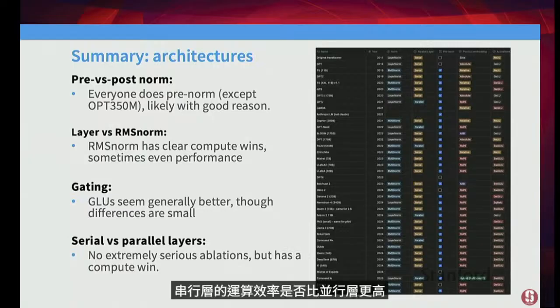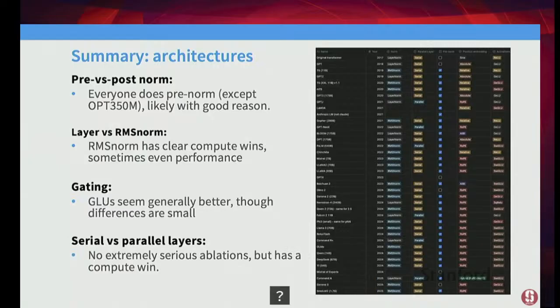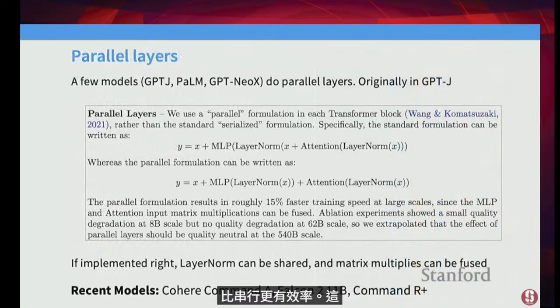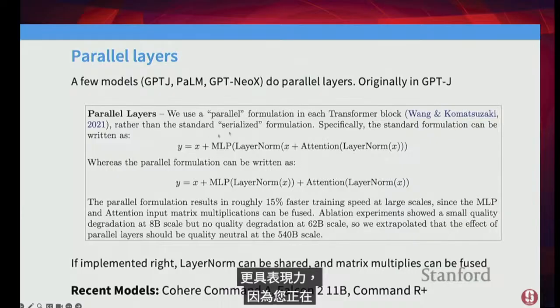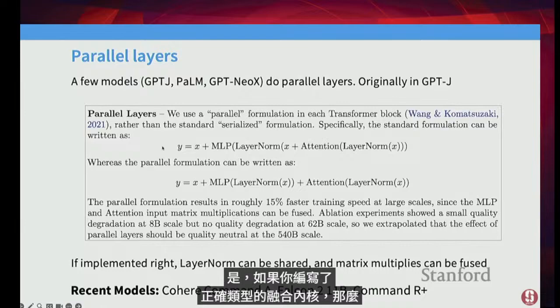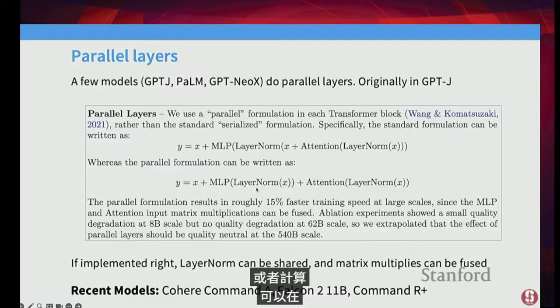Yes? Are serial layers more computationally efficient than parallel layers? So the question was whether serial is more efficient than parallel. It should actually be the reverse: parallel is more efficient than serial, and that's why you're willing to do this. In some sense, you might expect serial to be more expressive because you're composing two computations rather than just adding them together. But the benefit of parallel, in theory, is that if you write the right kinds of fused kernels, a lot of these operations can be done in parallel, or the computation is shared across the different parallel parts.